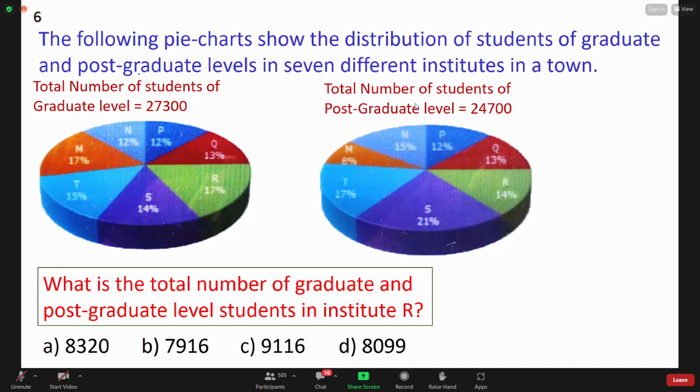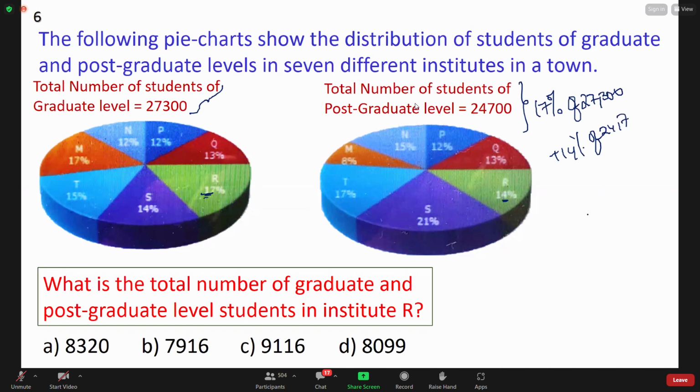Fine. The question says the following pie charts show the distribution of students of graduate and postgraduate levels in 7 different institutes in a town. The total number of students of graduate level is 27,300. Total number of students of postgraduate is 24,700. What is the total number of graduate and postgraduate level students in Institute R? Institute R is 17% here, and Institute R is 14% here. So he needs 17% of 27,300 plus 14% of 24,700.